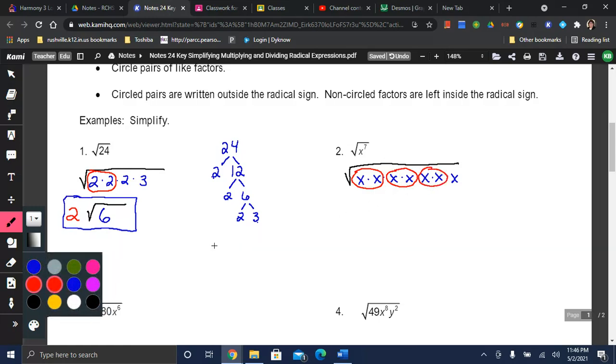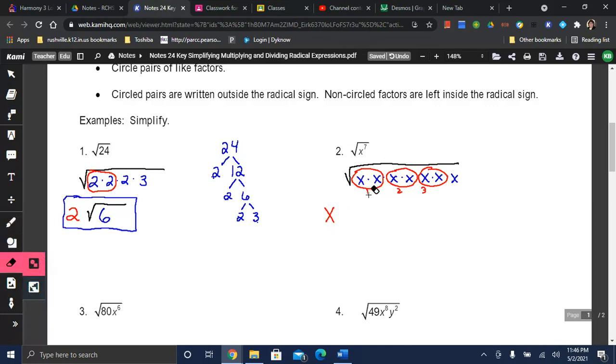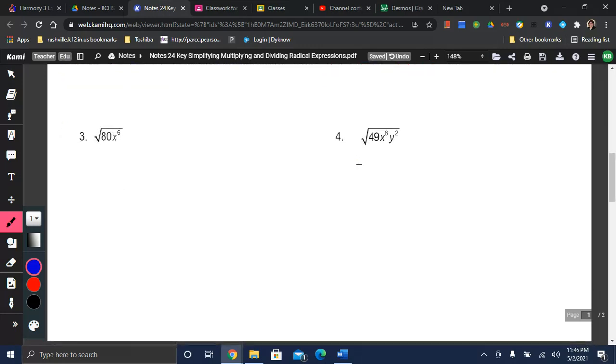So as we bring our x's out, we have 1, 2, 3. We have 3 pairs. So we'll use that as our exponent, x to the 3rd. Then we still have an x inside the square root. So we're going to write the square root and keep the extra x inside of it. And this is the simplified version of the square root of x to the 7th.